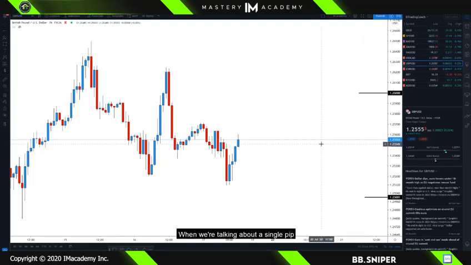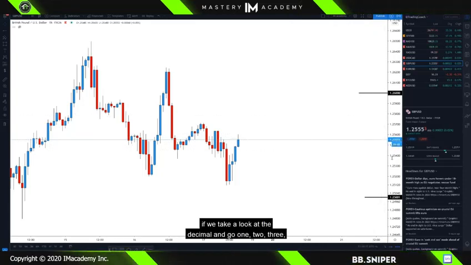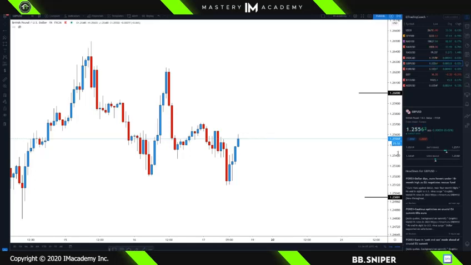Okay, when we're talking about a single pip, for the majority of Forex pairs, if we take a look at the decimal and go 1, 2, 3, 4 to the right, that is the pip. So if we look at the current price, 1.25561, even though it's moving, it's currently the 5 that I have my arrow on right now. It was previously a 6. So in the time that we've been watching this, the market has moved about 1 pip. Super simple.